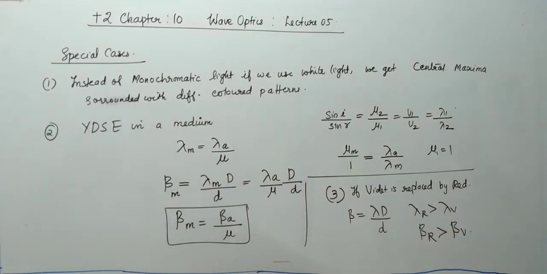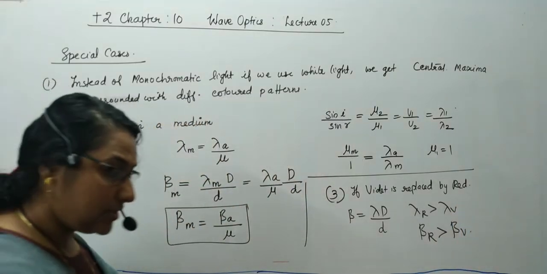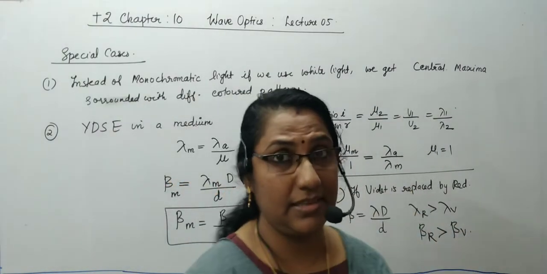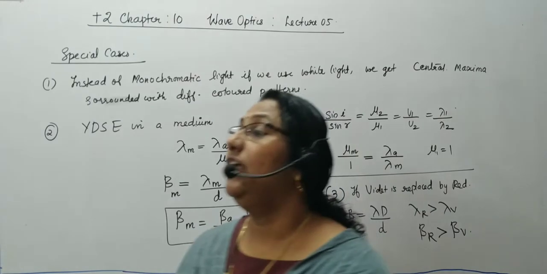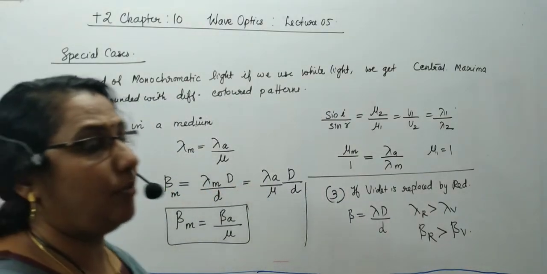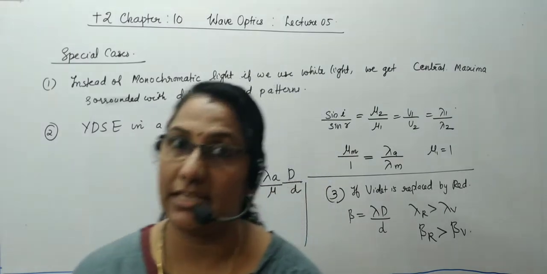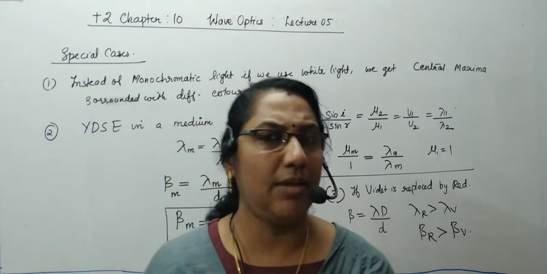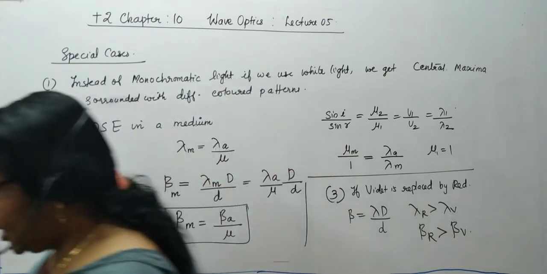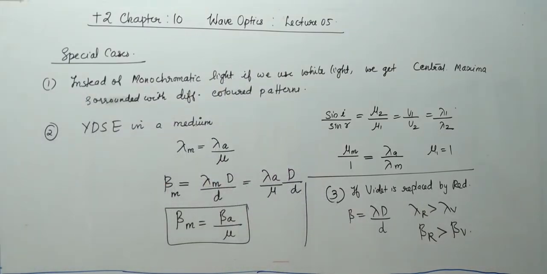That is the thing. Okay, so when one color changes, the wavelength changes. If the wavelength increases, fringe width increases. If the wavelength decreases, fringe width decreases. So all of these were the extra points which we have to discuss about the Young's double slit experiment. All the important points we have already discussed in the previous lecture. Okay, take this much of notes.